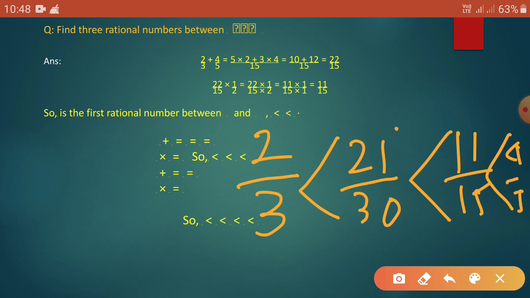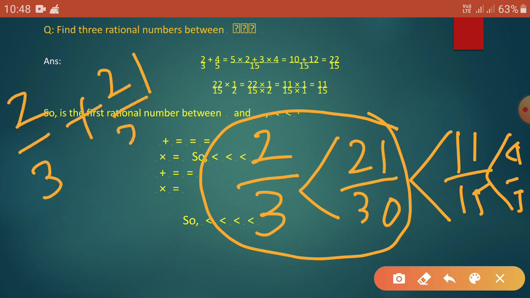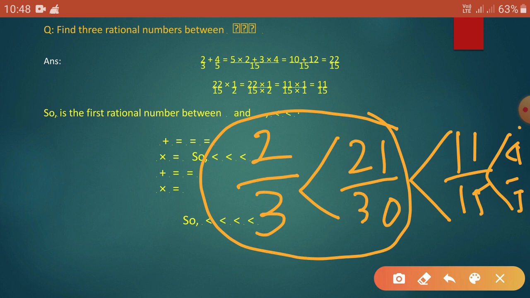Again, if we find out the rational number between these two rational numbers, we have to follow the same rule. We have to add 2 by 3 and 21 by 30, the LCM is 30. So you can find out the same thing in the same manner. Or, if you want to find out the rational number between these two numbers, the same rules apply.